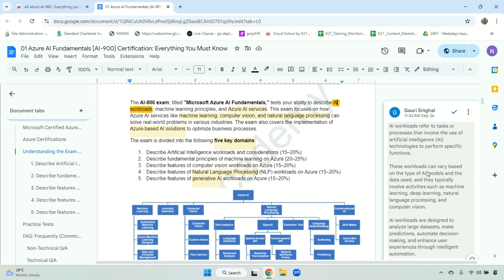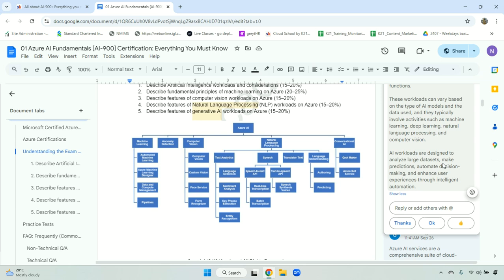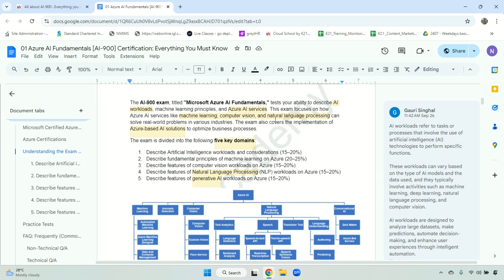These workloads can vary based on the type of AI models and the data used, and they typically involve activities such as machine learning, deep learning, natural language processing and computer vision. These are some of the activities typically included in AI models. AI workloads are designed to analyze large data sets, make predictions, automate decision making, and enhance the user experience through intelligent automation. So that's an overview of what AI workloads mean.